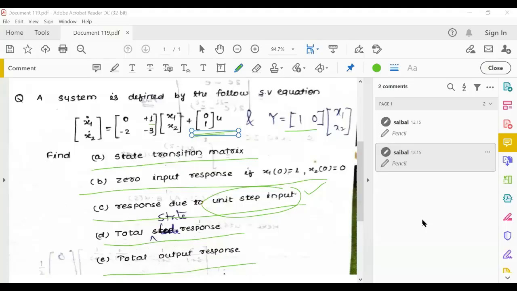So calculate the zero IC response. Look at the calculation here. Calculate the response due to unit step input. So let us calculate the response due to unit step input.